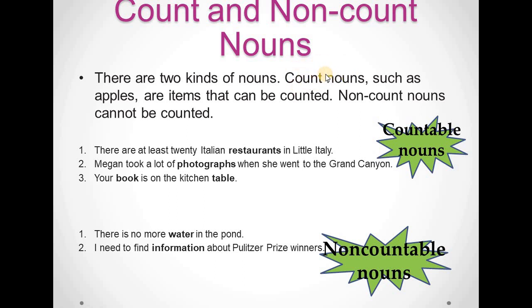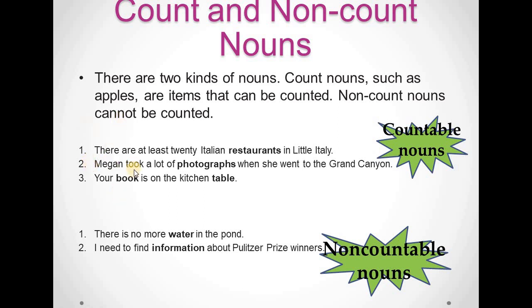Countable nouns, such as apples. We can count the apples. We can say 1 apple, 2 apples, 3 apples, etc. These are items that can be counted. But what about the non-countable nouns? The non-countable nouns are nouns that we cannot count. For example, sugar. Can we take the sugar and count it? Say 1 sugar, 2 sugar, 3 sugar. No way. So we can't count the sugar, so it's a non-countable noun.